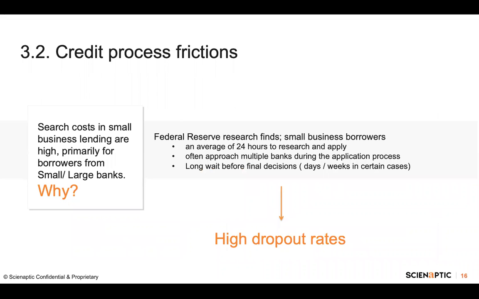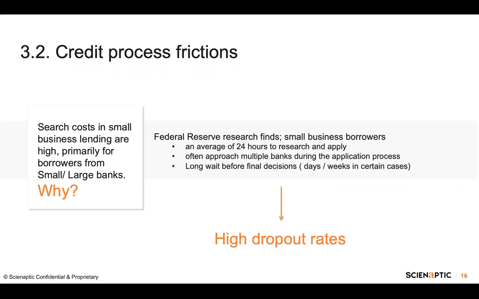The second dimension of where banks and financial institutions need to focus is removing the frictions within the process of granting credit. Now, the Federal Reserve research last year found that small businesses typically spend on average 24 to 36 hours just for applying and researching for credit.